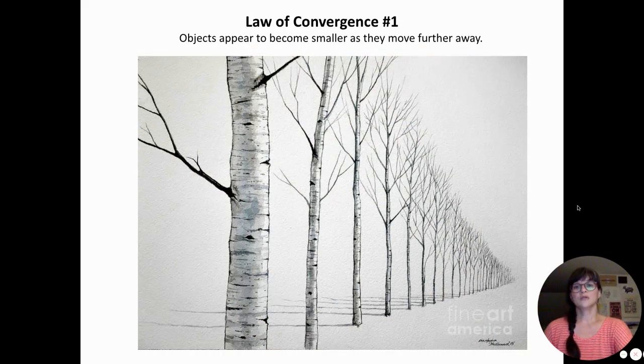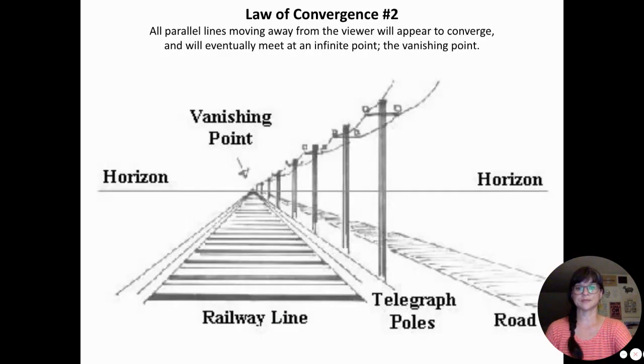So there are a few laws of convergence that really apply here. If you can remember these three laws, they really will help you create that illusion of depth. So one of them is that objects appear to become smaller as they move further away. What we have here is a series of trees that are really just becoming smaller and smaller and smaller as it moves across to the side of the page. But because of the way they're placed, it actually looks like you're looking into deep space and not just a row of trees that get gradually smaller.